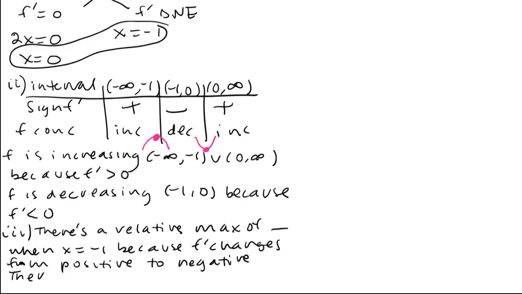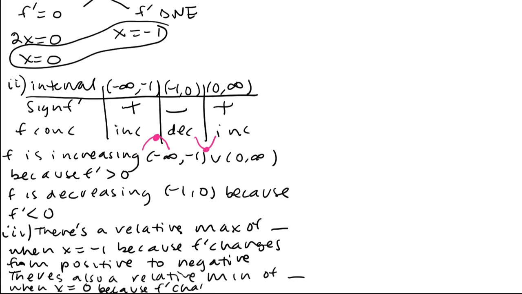Let's get our sentences down. There is also a relative min of, we'll fill that in, when x equals 0, because f prime changes. What does f prime change from? Negative to positive.